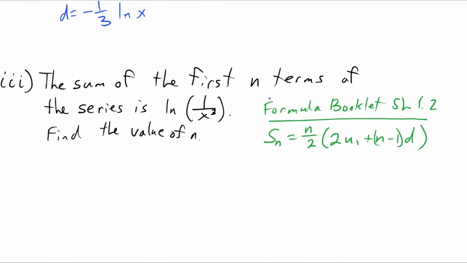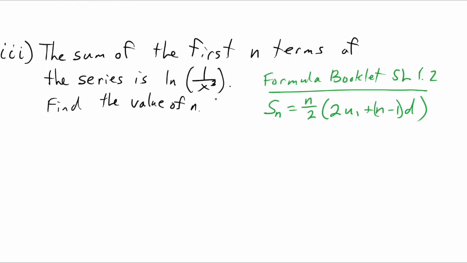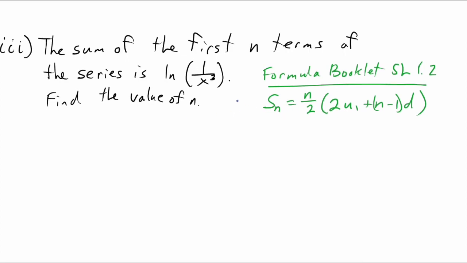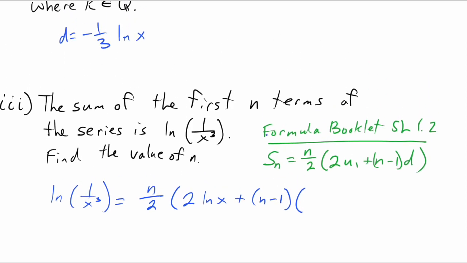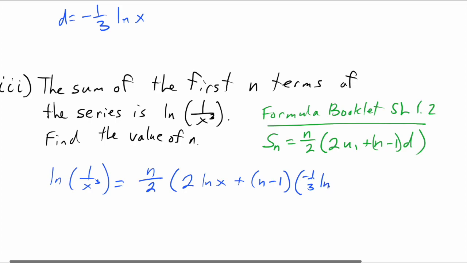And lastly, we're told the sum of the first n terms of the series is ln 1 over x cubed. Find the value of n. So let's talk about the sum of the first n terms. We use the sum of the first n terms formula, and we can figure out what n is from this. So this is the sum. We're going to start with ln 1 over x cubed equals n, the thing we don't know, over 2 times the first term in the sequence, which is ln x, plus n minus 1 times d, which is negative 1/3 ln x.